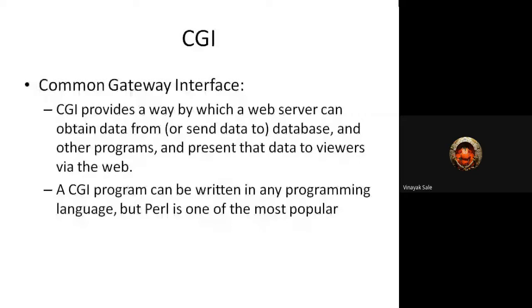So then CGI, that is Common Gateway Interface, which provides a way by which a web server can obtain data from database or send to other programs or database and present that data to the viewers via web.